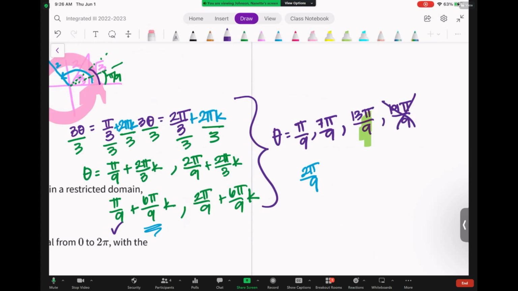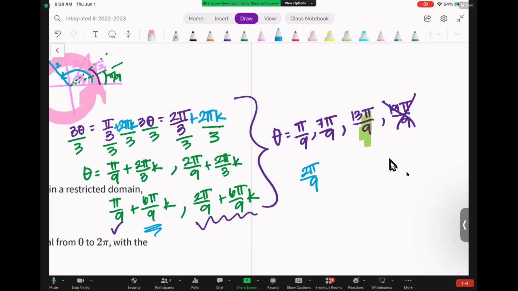Okay. I'm going to have you do the second one. So you're going to do this one right here. 2 pi over 9. And I want you to add your 6 pi over 9 until you go over. So go ahead and take a second to do that.